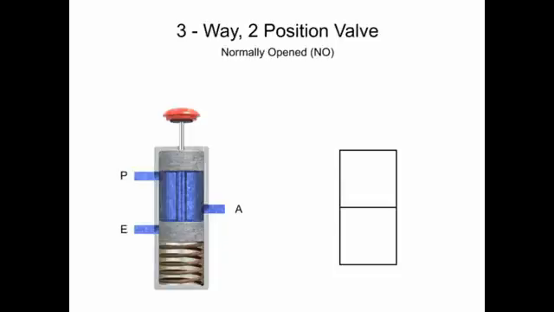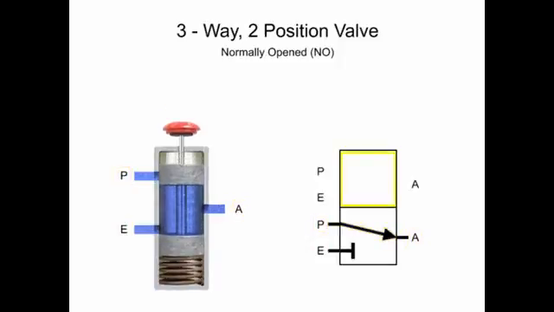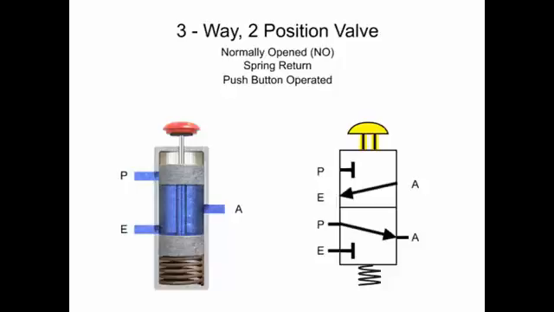Here is another three-way, two-position valve. This valve also has an inlet port P, exhaust port E, and output port A, but they are in a different configuration. In its normal position, exhaust port E is blocked and fluid flows from pressure port P to outlet port A. In the second position, pressure port P is blocked and fluid flows from outlet port A to exhaust port E. The valve is also spring return and push button operated.